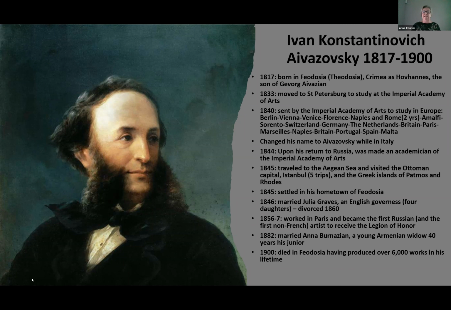In 1856 and 57, he works in Paris and becomes the first Russian and the first non-French artist to receive the Legion of Honor. In 1882, he will marry Anna Bernazian, a young Armenian widow, 40 years his junior, a very, very pretty woman. He made a beautiful portrait of her, and dies in 1900 in Feodosia, having produced over 6,000 works in his lifetime.